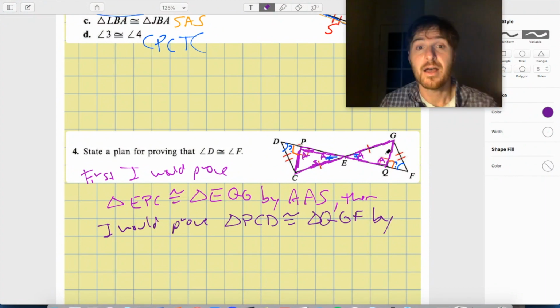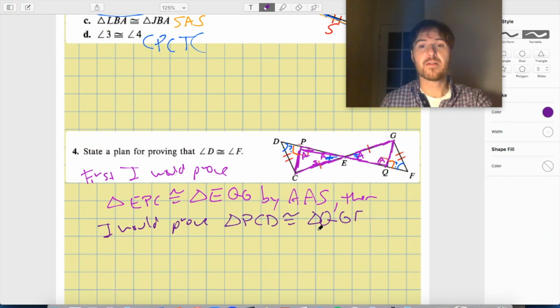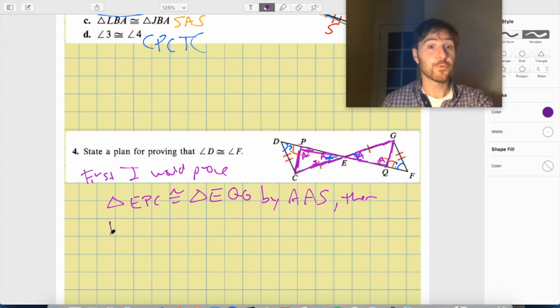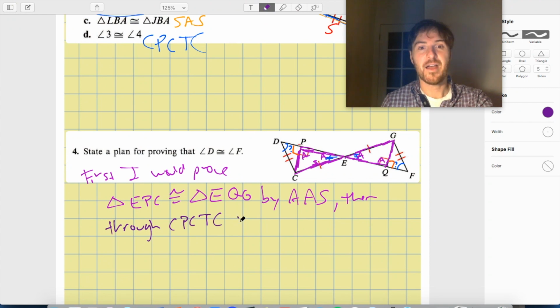Yeah, we can. I'm going to erase this here because we can find that leg right there. Why? Well, I just proved that those 2 triangles in purple are congruent. So I got to say this first, then through CPCTC, I would state that CP had to be congruent to GQ, because CP and GQ are corresponding.